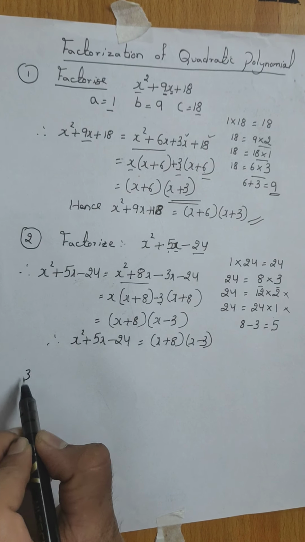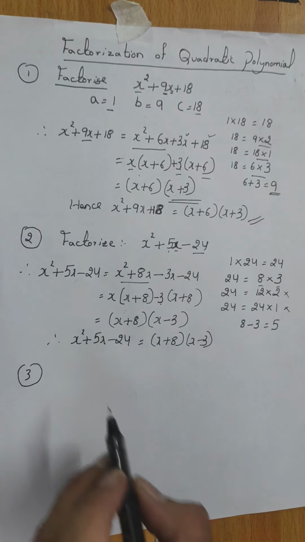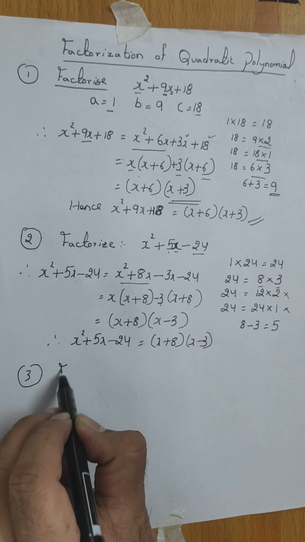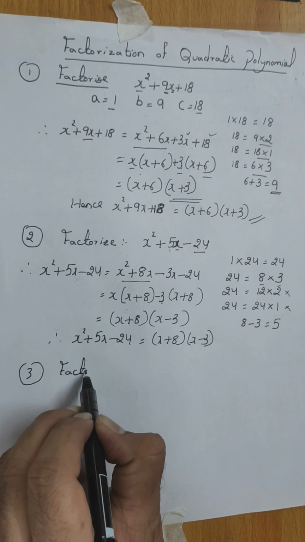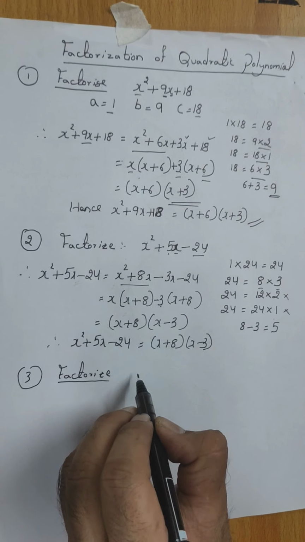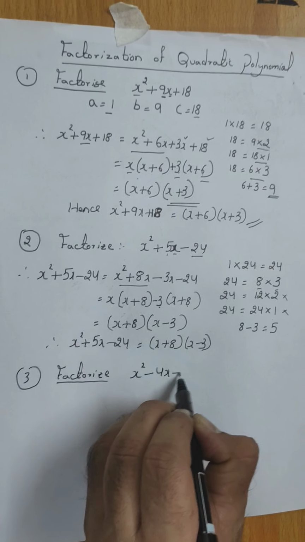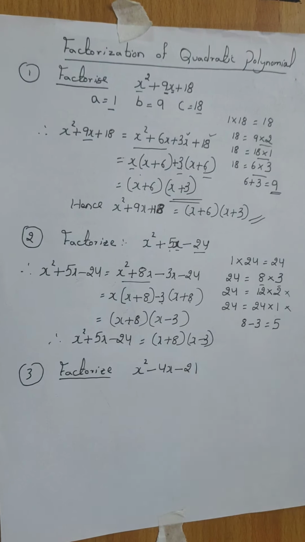Now I'll take one more question. I think the concept will be more clear. I'll take negative terms. Say factorize one more quadratic polynomial, say x square minus 4x minus 21.